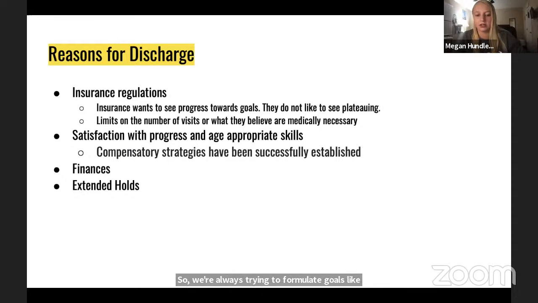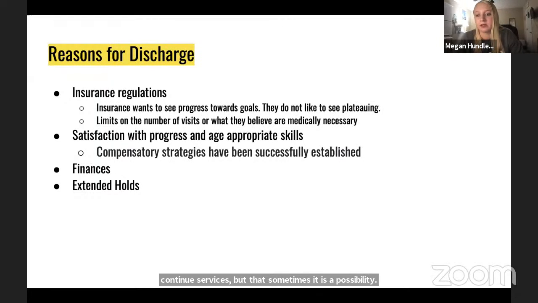Like I mentioned at the beginning, we're trying to formulate goals that are ambitious, but also attainable, and that we want to be able to see progress on. And sometimes insurance can limit the number of visits that they are able to provide a client. And so there are times when an individual only has a 20 or 25 visit max, then, at the end of that, we might be looking at discharge just because of that max that the insurance provides. We always try and see if there's any other way we can continue services, but that sometimes is a possibility. And that goes with what insurance believes is medically necessary.